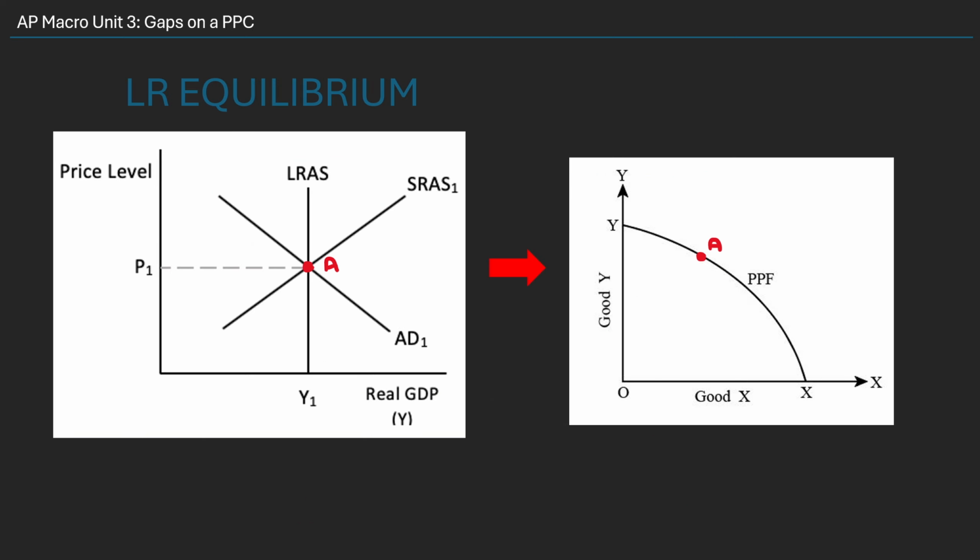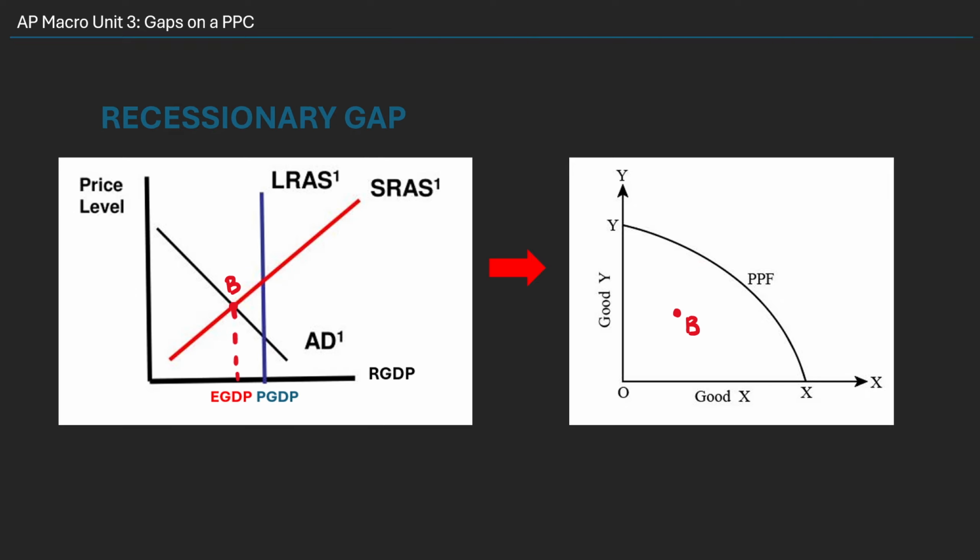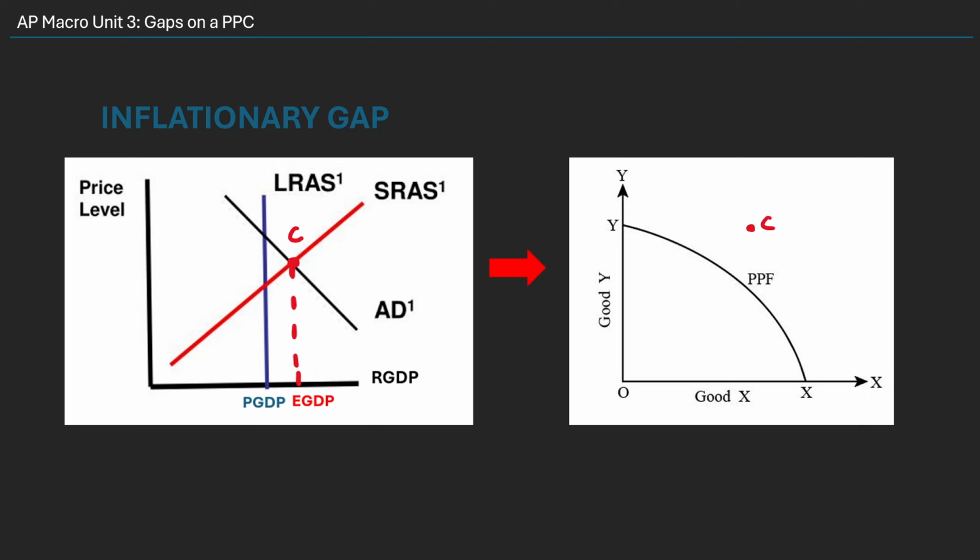Here are those different graphs on a PPC, or production possibilities curve. If a graph is at long-run equilibrium, then you're on a point of efficiency on the PPC. If you're in a recessionary gap, then you're going to be inside the curve because you're not employing enough workers, or you're not making the best use of all your resources. And if you're in an inflationary gap, you're going to be outside the curve because this economic condition isn't sustainable.